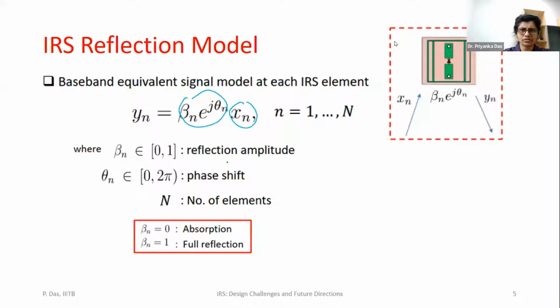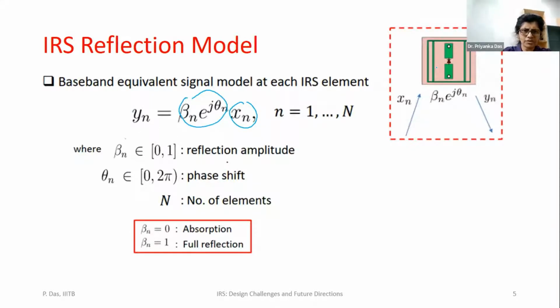that we have to keep in our mind. So beta n is the reflection amplitude, theta n is the 0 to 2 pi phase shift, and there are N number of elements, and the reflected signal from the nth IRS element is this. Okay, this is step 1. We need to understand it.